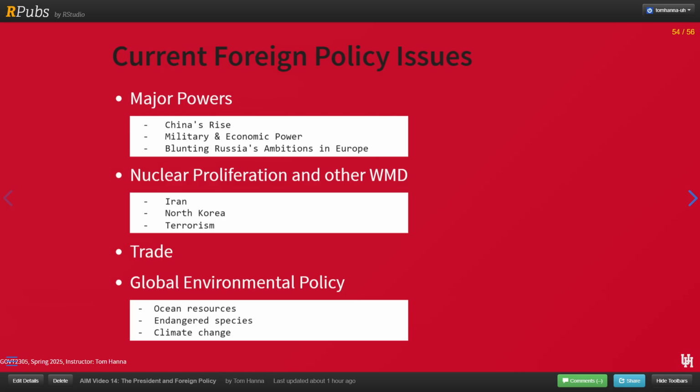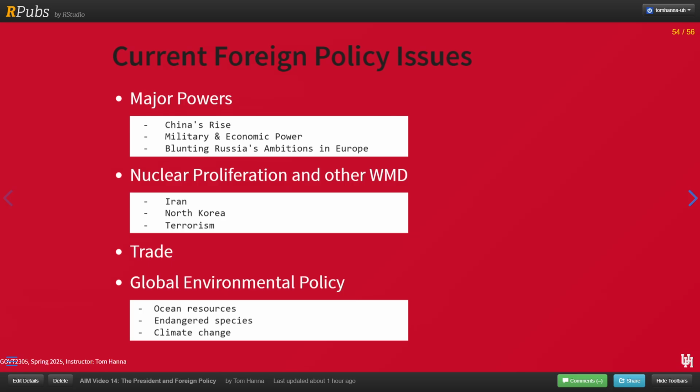Their military is still smaller than ours. Their military budget is still much smaller than ours, but they have the manpower that if they use the budget, they can have a much bigger military than ours. So rising military power from China is an issue, and the way they're going to fund that rising military power is with their rising economic power.